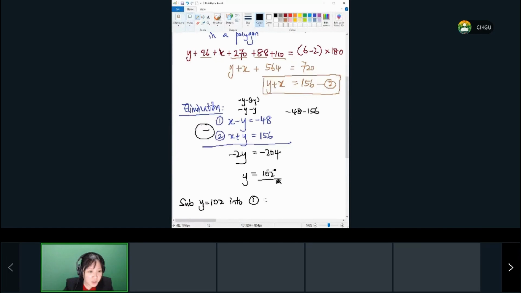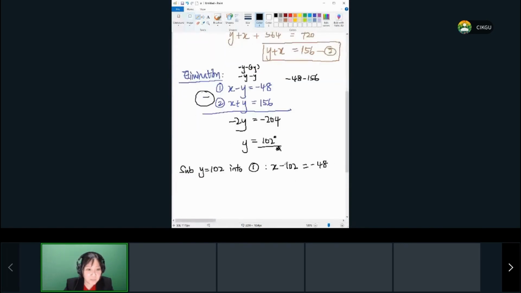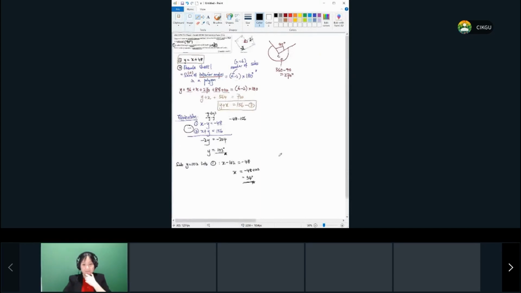Doesn't matter. So 102 sub into here. So x we don't know yet, minus y, you know already, 102 equals to negative 48. So from here can balance equation already, plus 102 on the other side. So x equals to negative 48 plus 102 equals, okay, 54. I hope you get the same answer. Done. Double check. Yep. Okay, this is the right answer. Okay, that's it.